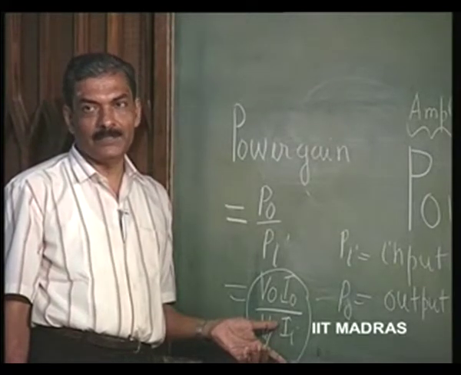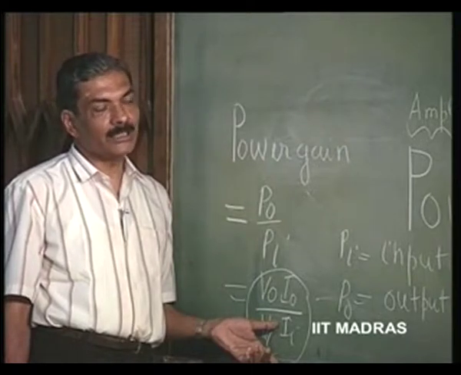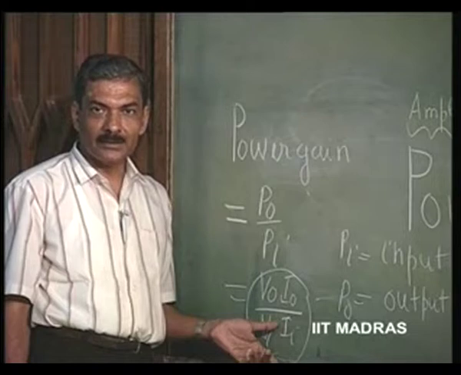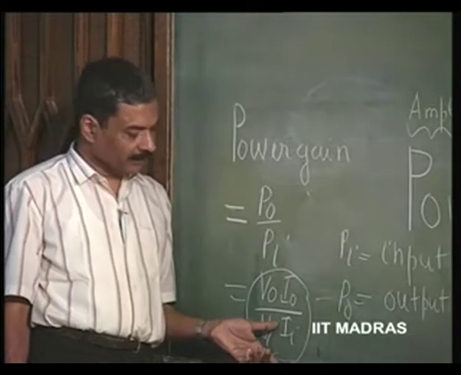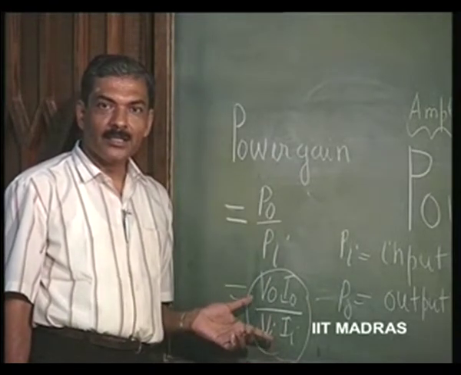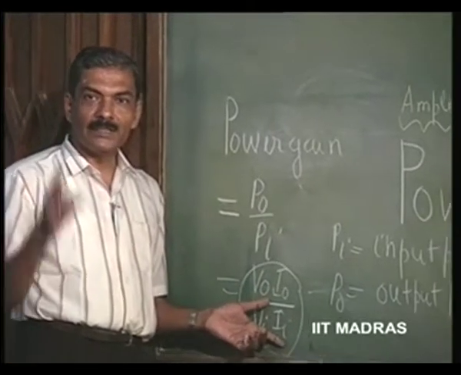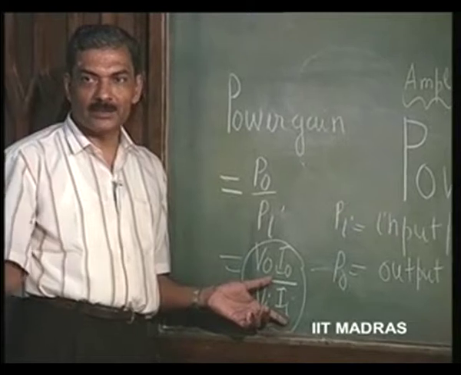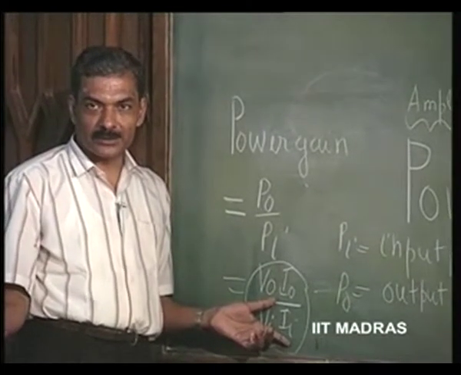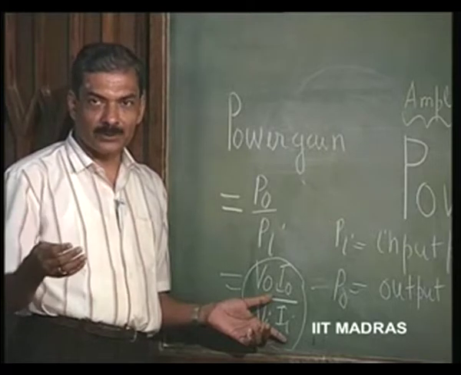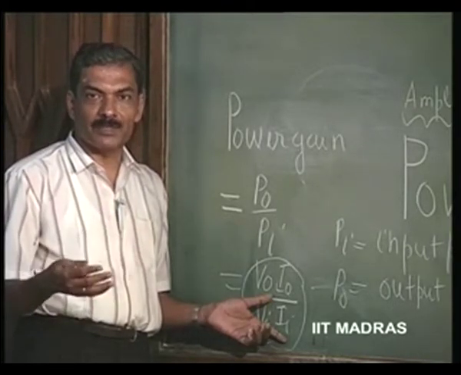For example, if the network that is put in the black box is made up of only ideal inductors and capacitors, then you can see to it that V naught I naught divided by V I is always equal to 1, because there is no dissipative element in the whole structure. What is inputted will appear as output. This is a classic case of a transformer, for example.